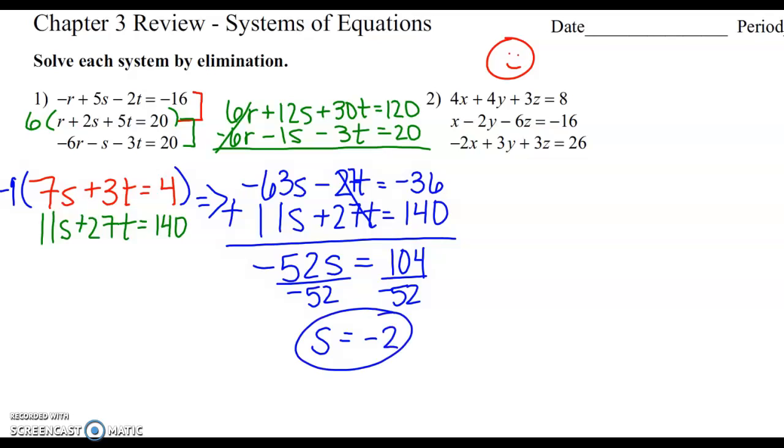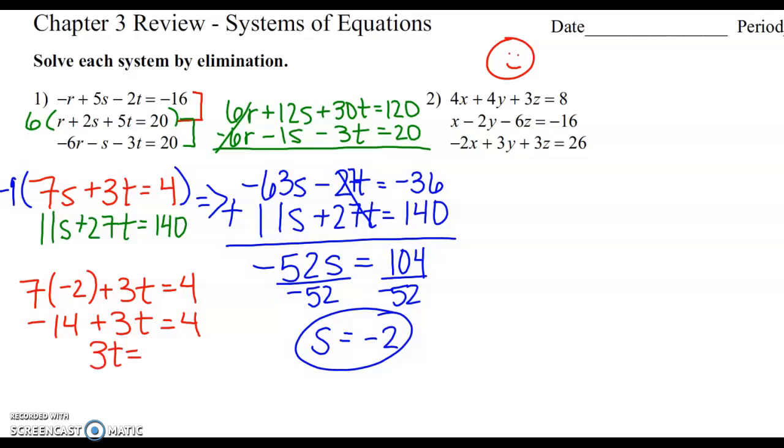Now that I know s, I can substitute it back in. Let's see, I think I'm going to go red. So I have 7 times s is negative 2, plus 3t equals 4. So I have negative 14 plus 3t equals 4. I add 14, I've got 3t equals 18. 18 divided by 3 is 6.